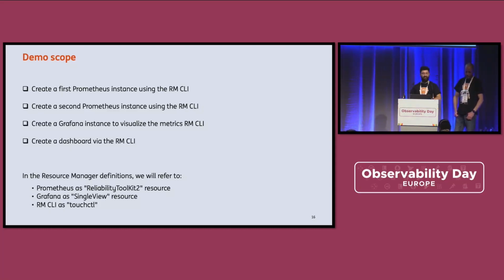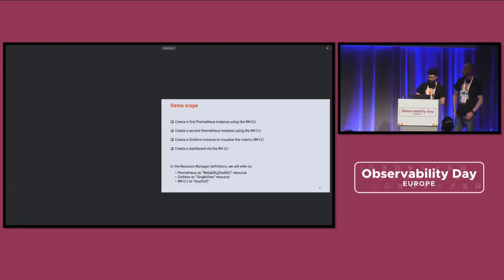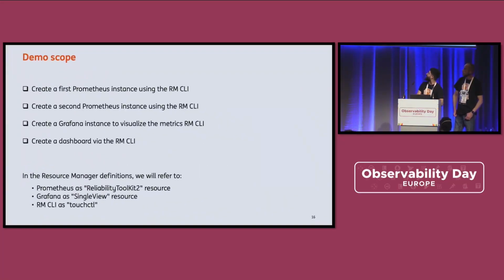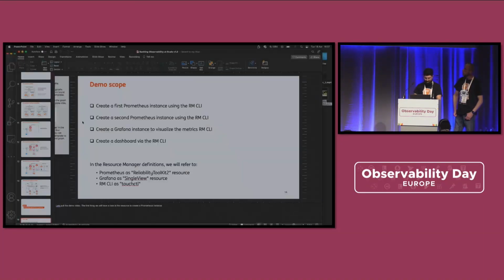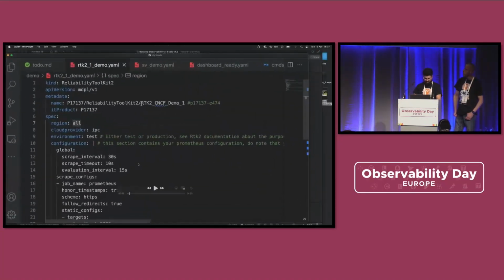So let's start. This is a Reliability Toolkit 2, so it's a Prometheus resource definition. And then, oh, sorry, it's not showing. Good catch, Arijan. Maybe I need to exit the presentation mode. Okay, good catch. Yes. Okay, I'll start again. Good catch, guys. You were losing a lot of nice information.